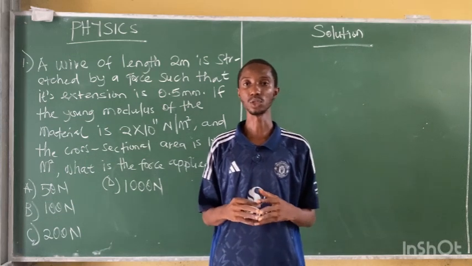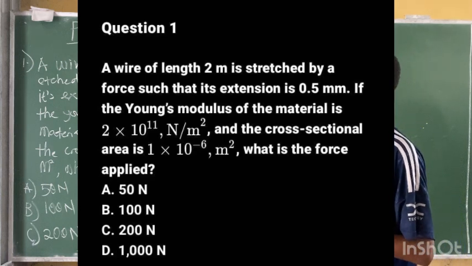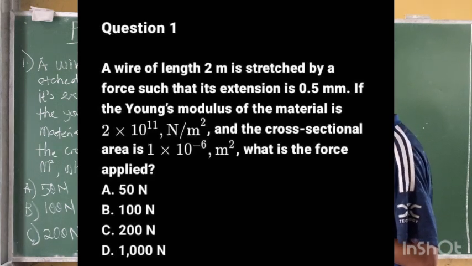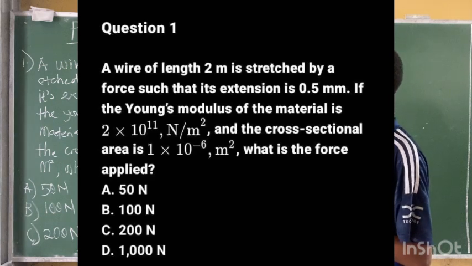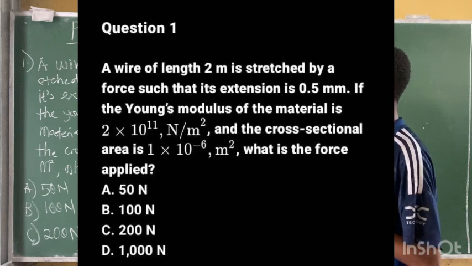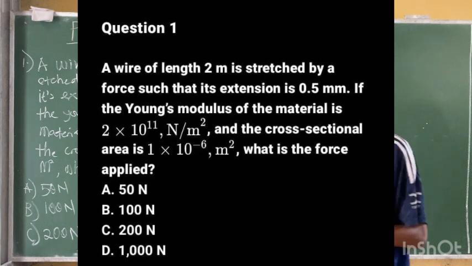The first question we have today says, a wire of length 2 meters is stretched by a force such that its extension is 0.5 meters. If the Young modulus of the material is 2 times 10 raised to the power 11 Newton per meter square and the cross-sectional area is 1 times 10 raised to the power minus 6 meters square, what is the force applied? Option A says 50 newtons, option B 100 newtons, option C 200 newtons, and option D 1000 newtons.